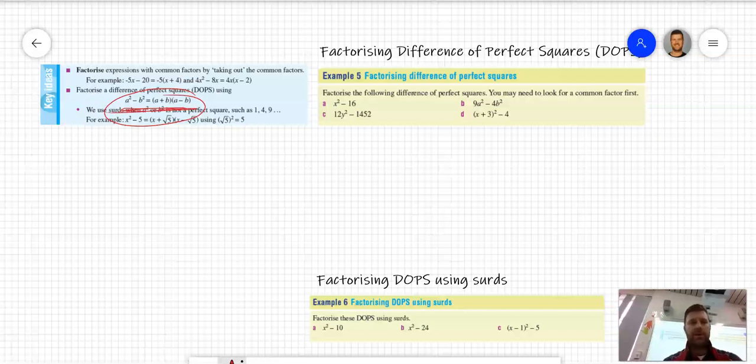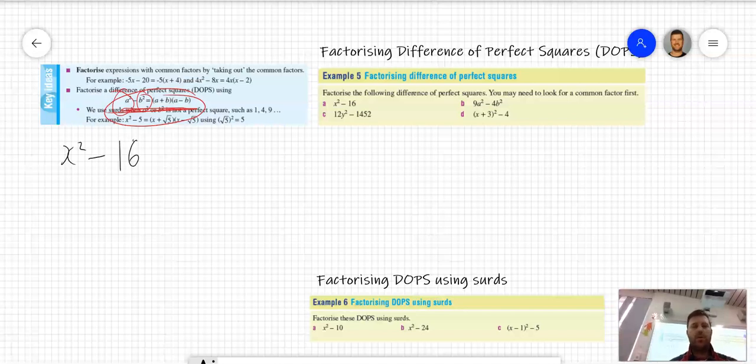Essentially, you've got 2 squared terms. In this example, it's a squared and b squared, separated by a subtraction sign. The first example I'm going to show you guys is, again, from the textbook, example 5. You've got x squared, which is a square term, x times x, and 16, which is a square number, 4 times 4, and there's a minus sign in between.